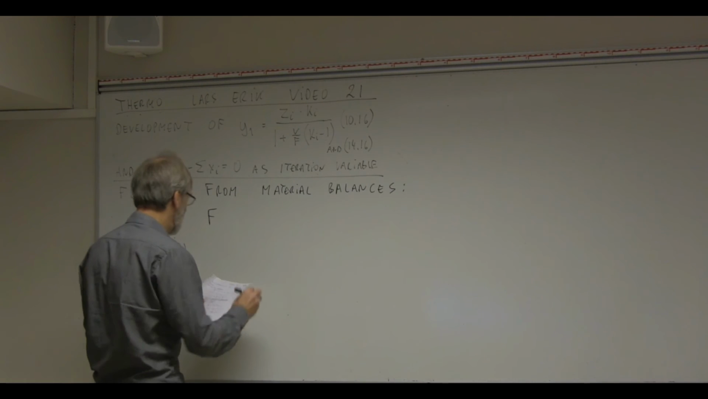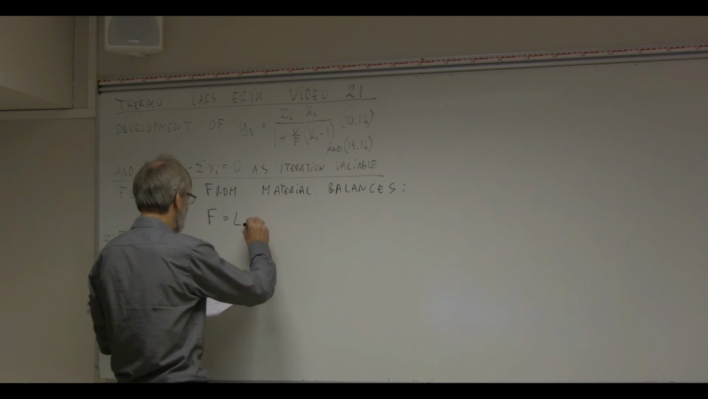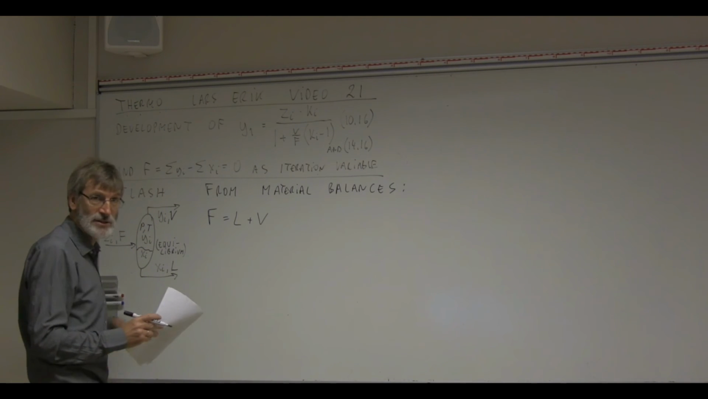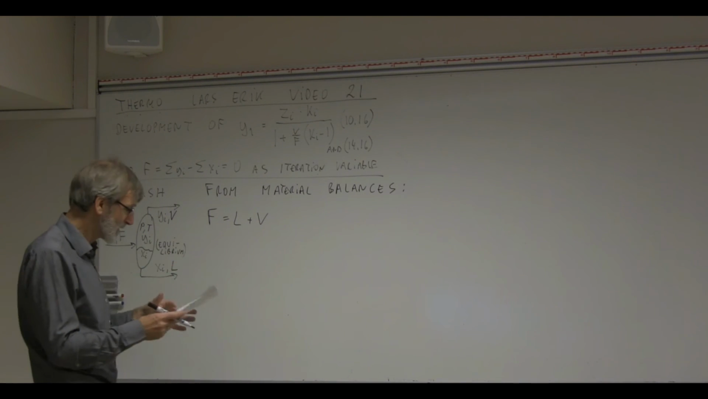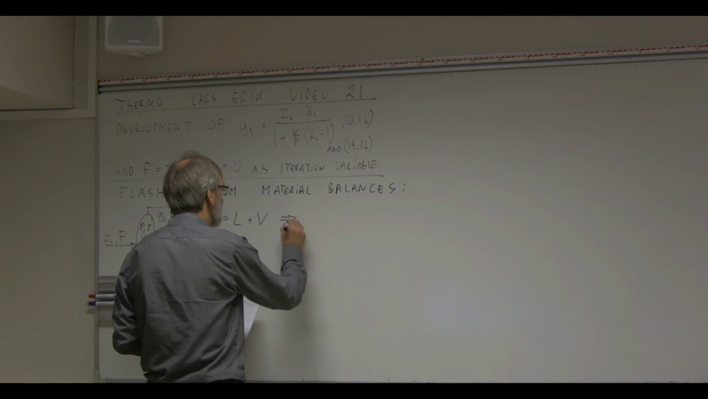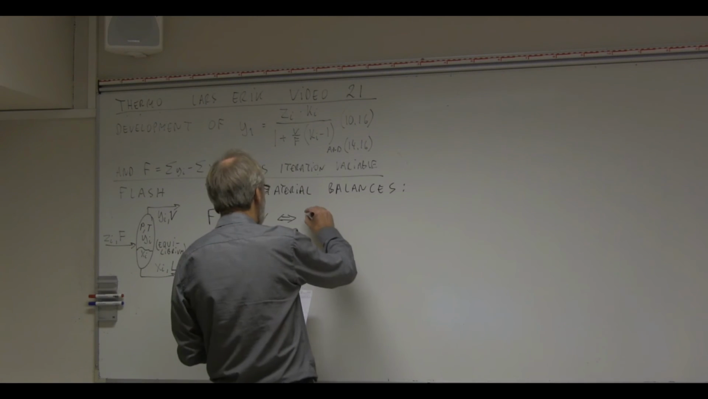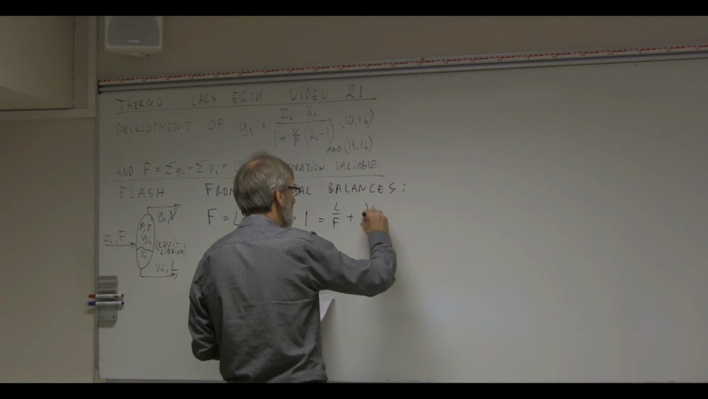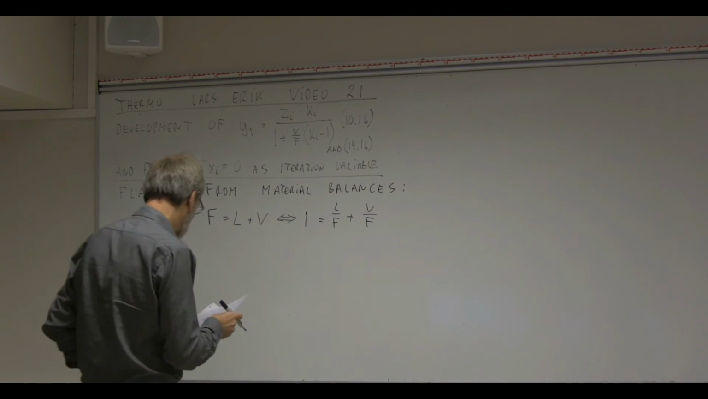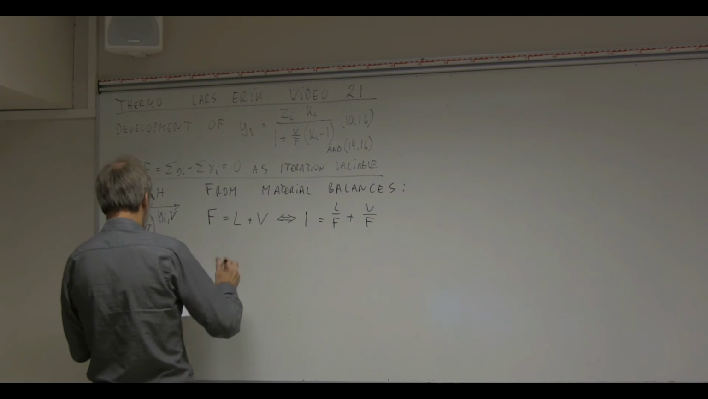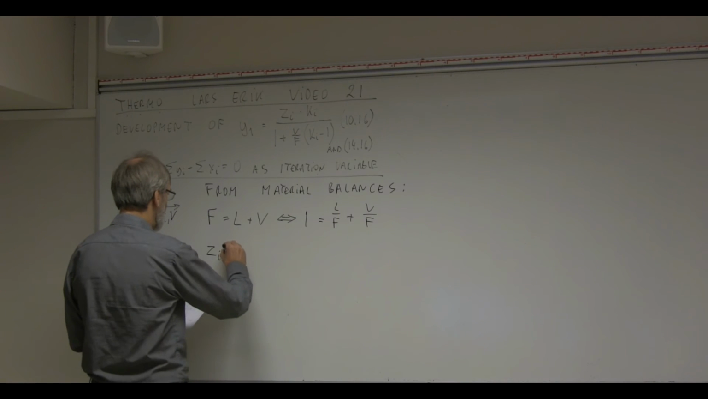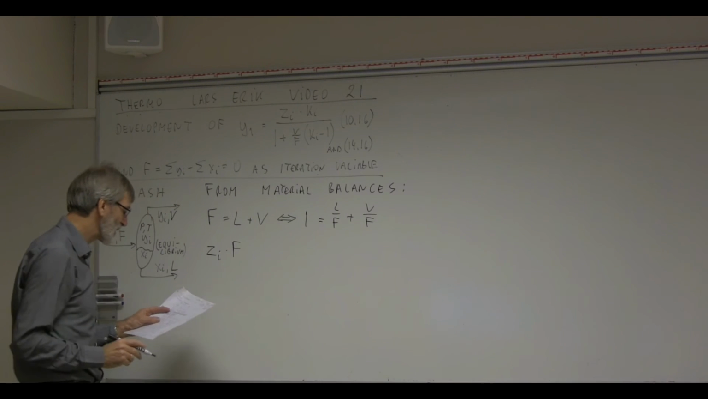The feed equals L plus V. We assume that it is steady state. This can be written that 1 equals L over F plus V over F. And then we have a component material balance.